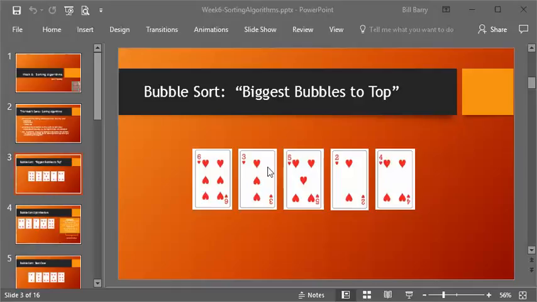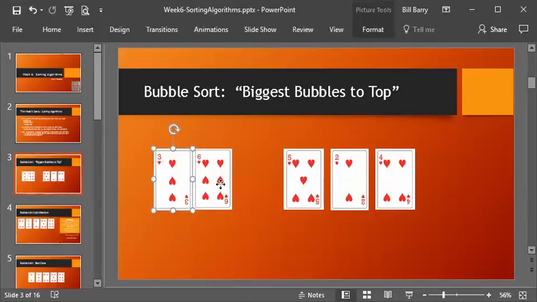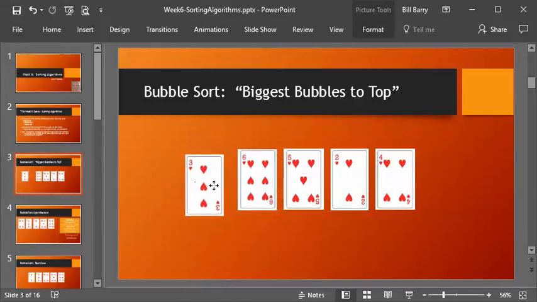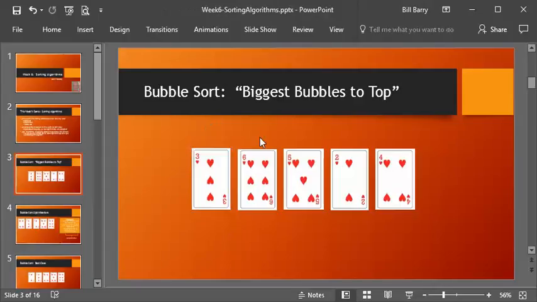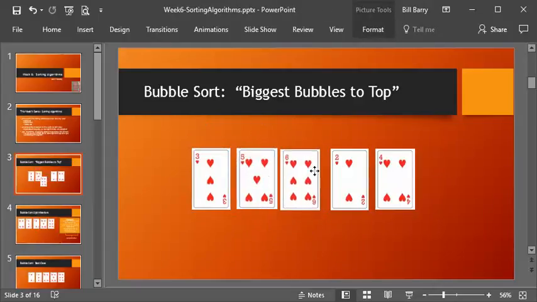We're going to start with the first two and say 6 and 3: are they in order or out of order? Well, they're out of order, so we need to swap them. I'm going to move the 3 over here and the 6 over here. They might not be beautifully placed, doesn't matter. So we've done that swap. Now we look at the next two cards, 6 and 5. Are they in order or out of order? And then we swap them.